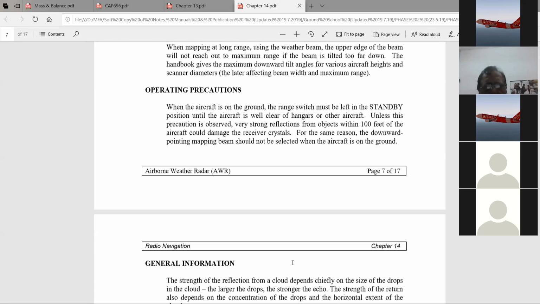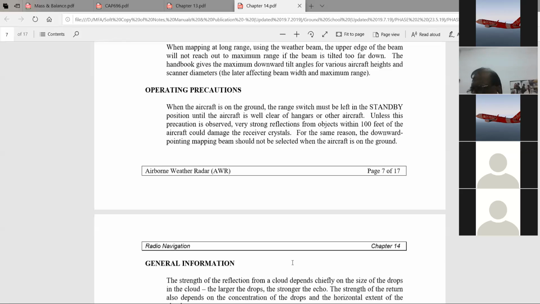Number two, never ever use the mapping beam on the ground. Always select the weather position, and that too on the standby mode. As soon as you line up on the runway, you can switch on, because there obviously are no obstructions thereafter. You can switch on to the weather beam and carry on with the normal transmission.